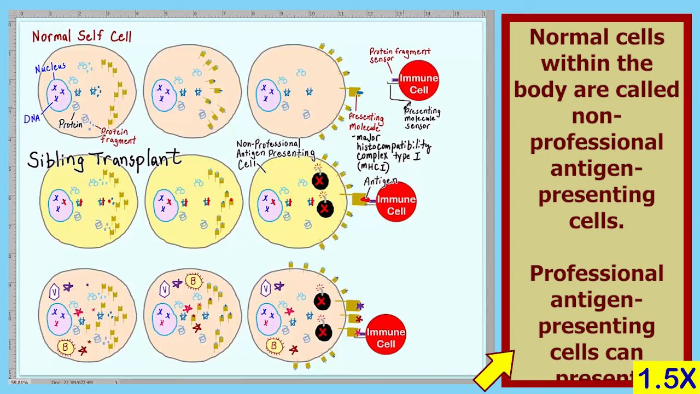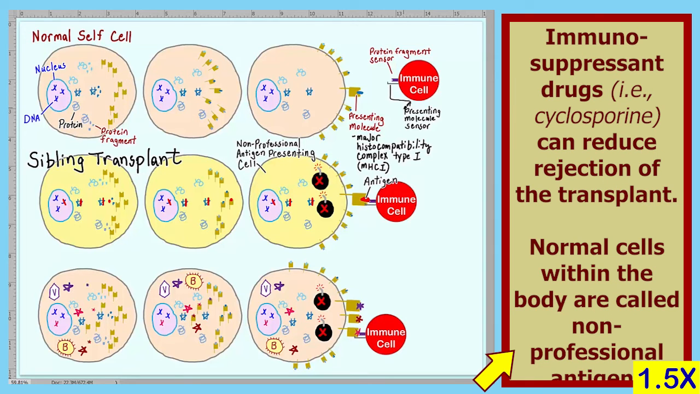In this second situation, if we don't want the transplant to be rejected, we administer immunosuppressant drugs like cyclosporin to the patient. These drugs turn down the immune system. In the last situation, there's either an infection or cancer.